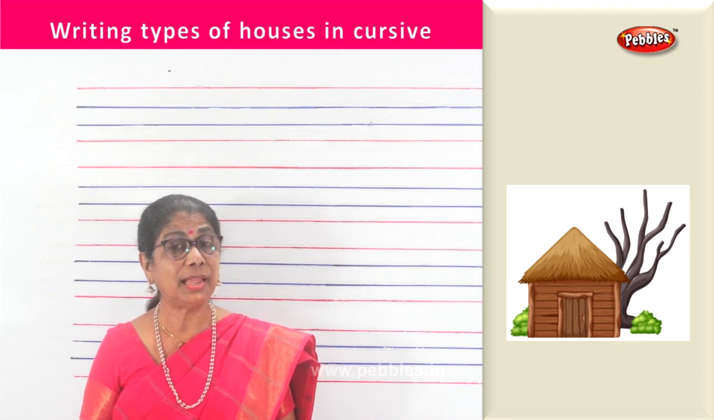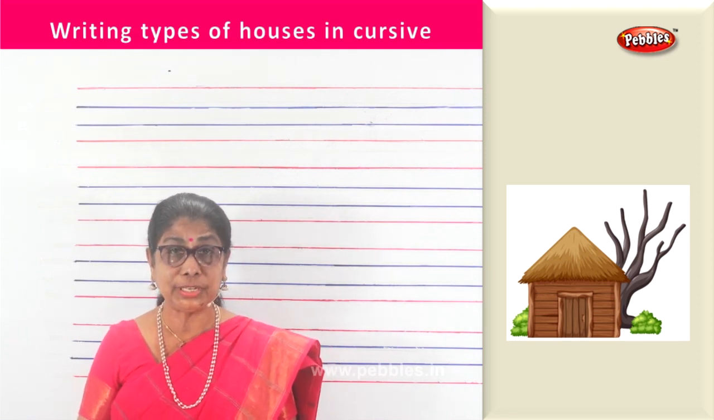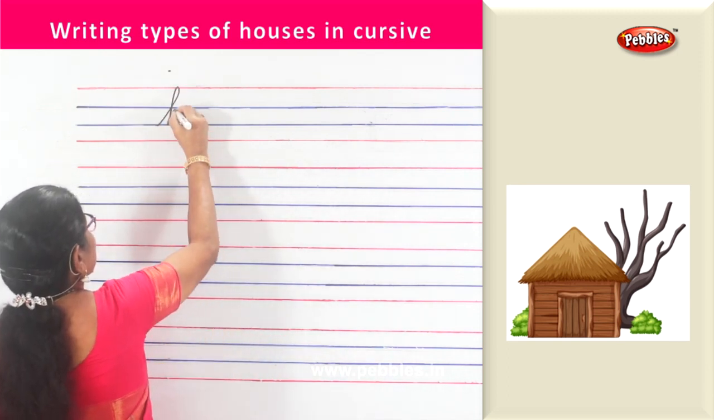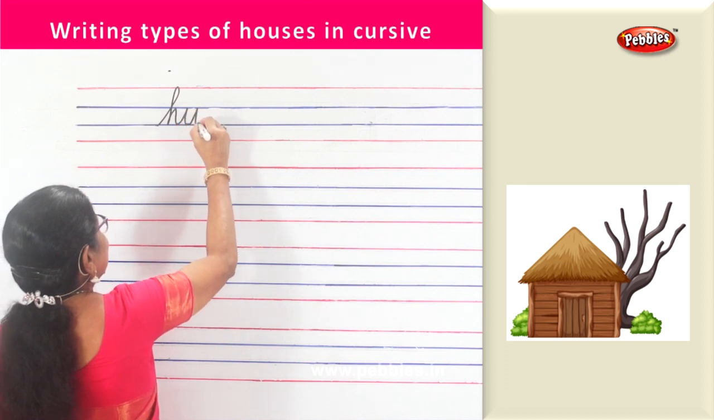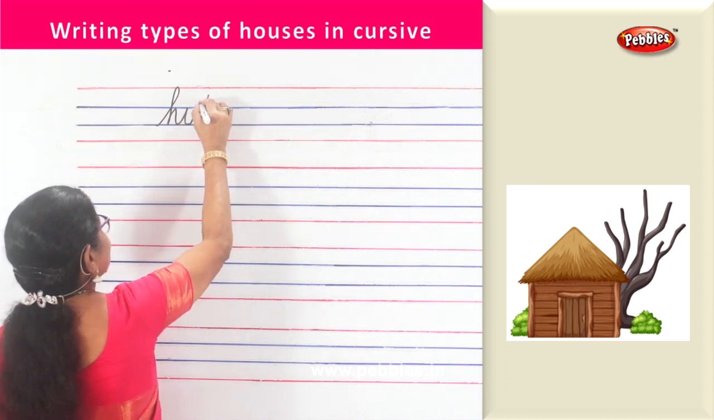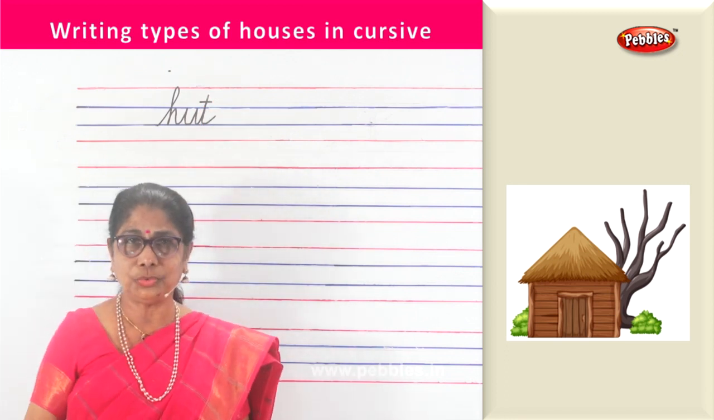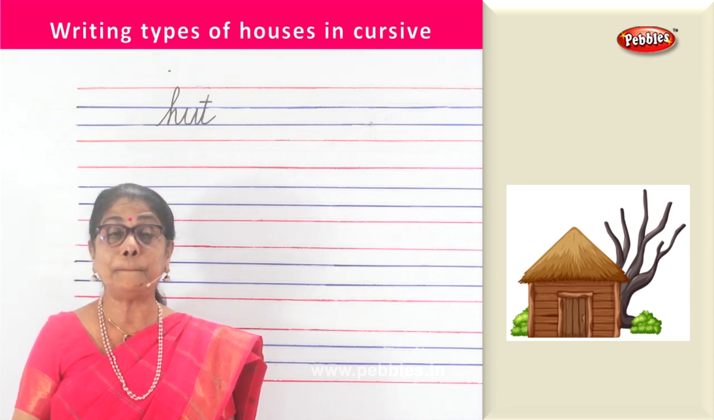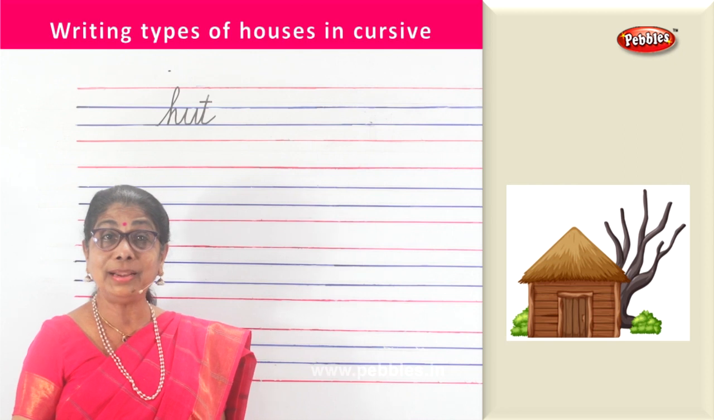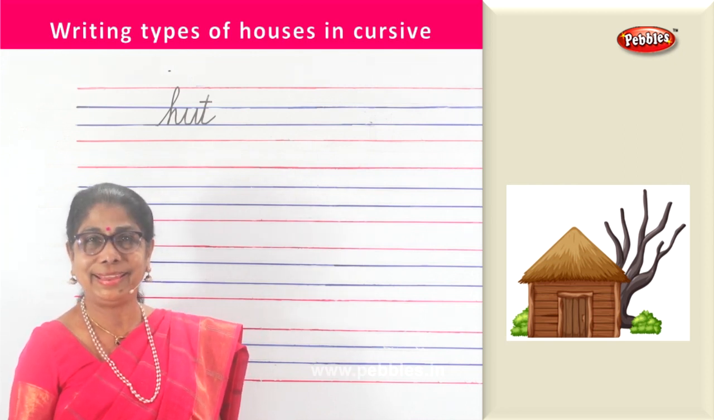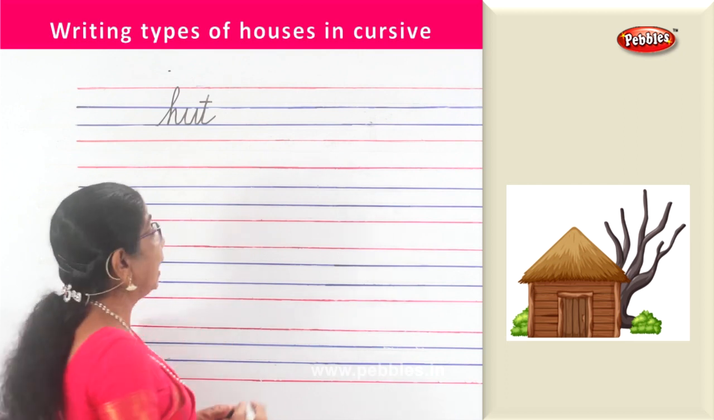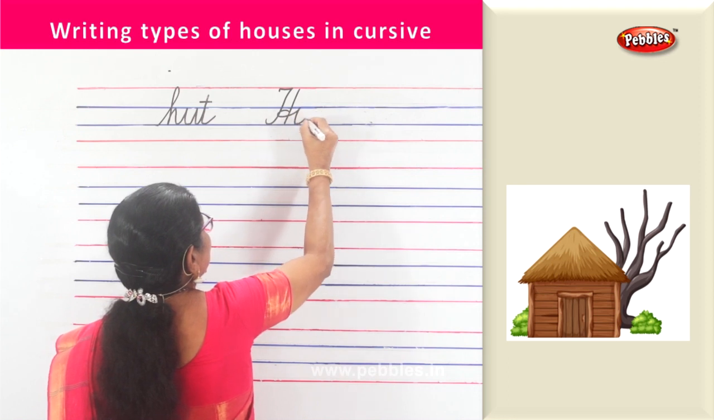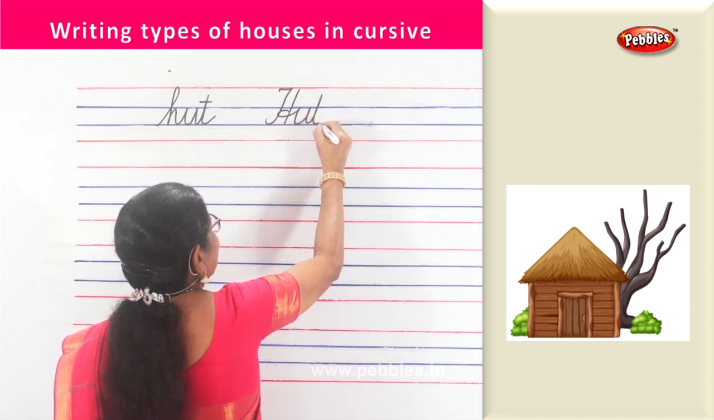How do you spell hut? H-U-T, hut. Let's write. H-U-T, hut. They are very nice houses. It keeps you warm in cold season. The walls made of mud, floor made of mud, and the roof with hay. Let's write the H, capital H, U, T, hut.